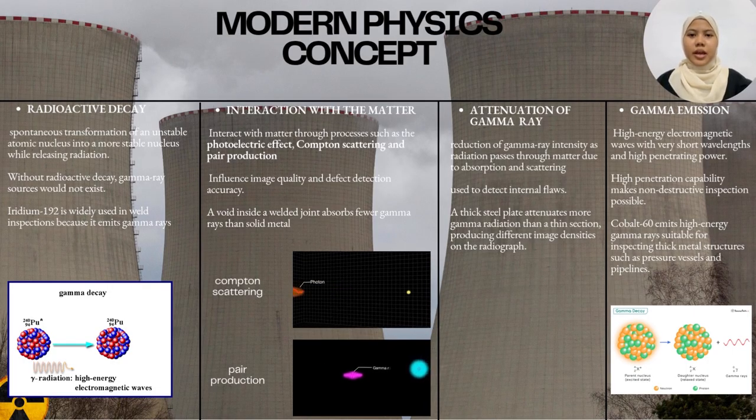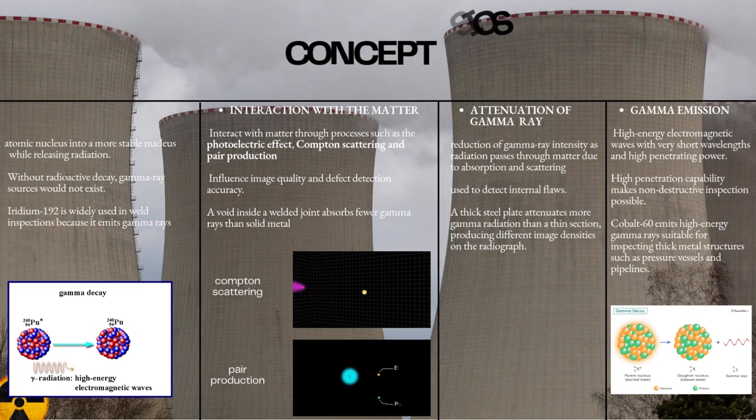Finally, gamma emission refers to the release of high-energy electromagnetic wave from radioactive nuclei. Gamma rays have very short wavelength and high penetrating power, allowing them to pass through thick steel components. Because of this property, gamma radiography can be used to inspect pipelines, pressure vessels, and welded joints.